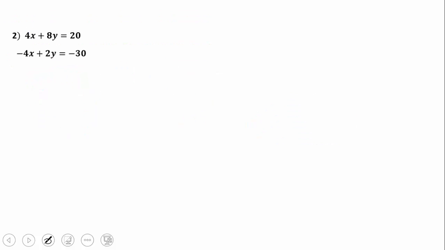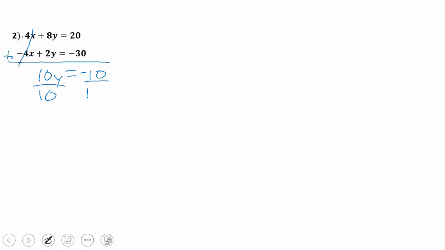Our next example. Hopefully you're now starting to look. 4x plus 8y equals 20, and negative 4x plus 2y is negative 30. We're looking for a variable that has the same coefficient, opposite signs. And right away, we see that the x term has 4 as a coefficient and one's positive, one's negative. We're going to add these two equations together to eliminate. So right here, 4 plus a negative 4 is eliminated because it becomes 0. 8 plus 2 gives me 10y. 20 plus a negative 30 is negative 10.